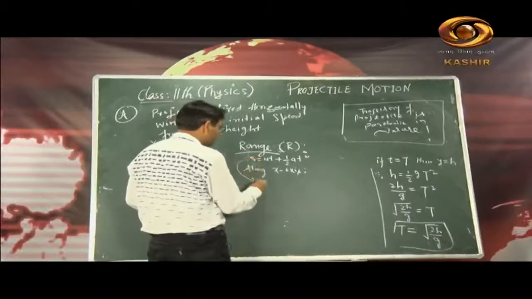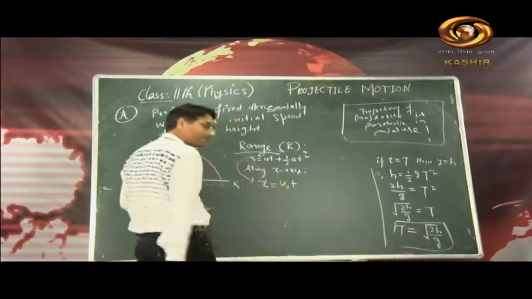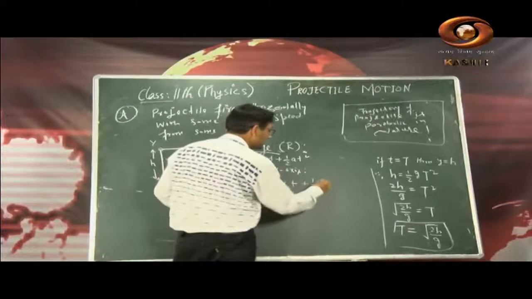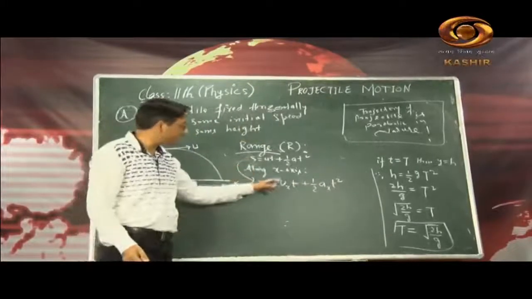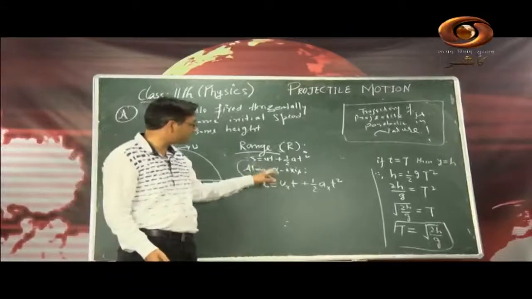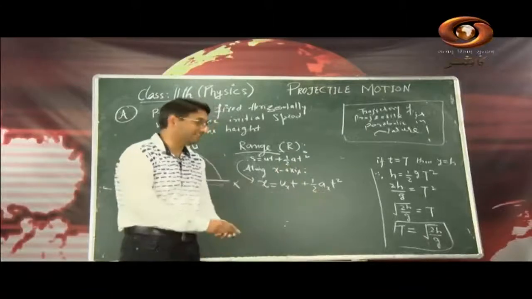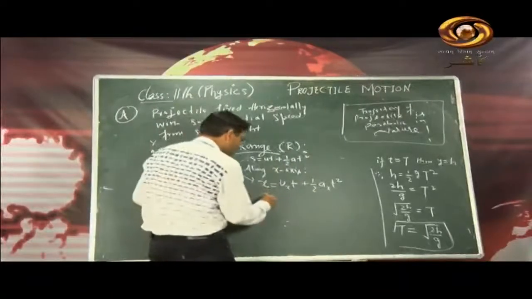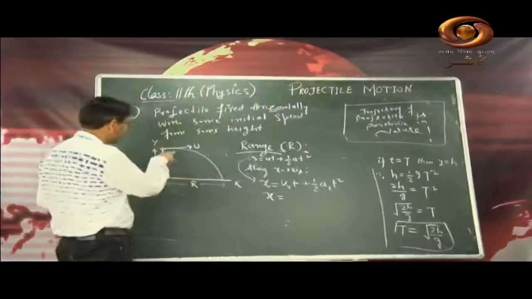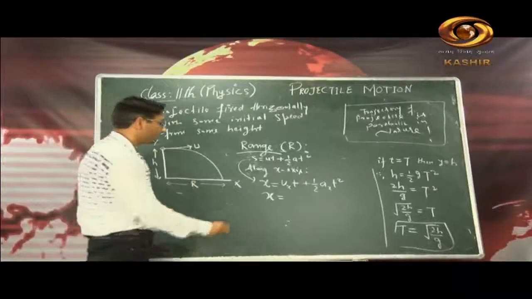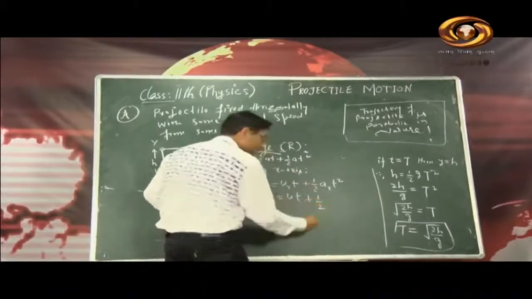So here displacement along x axis, S becomes x. This is u x t, because this is the initial velocity along x axis, plus half of a, the acceleration along x axis, t square. So this is the general equation, but along x axis we replace the initial velocity with the initial velocity along x axis, ux, and the acceleration with the acceleration along x axis. So how does the equation turn out now? So x is equal to ux t. What is the initial velocity along x axis? Look here, initial velocity along x axis is u, so it is u only.